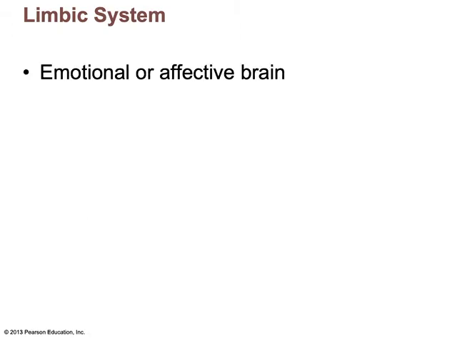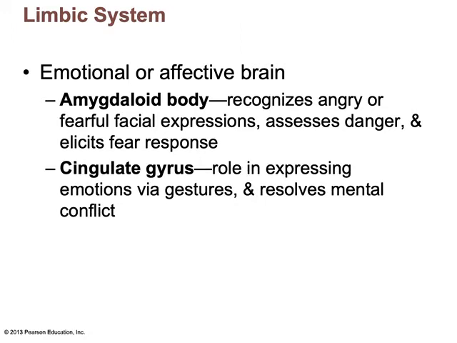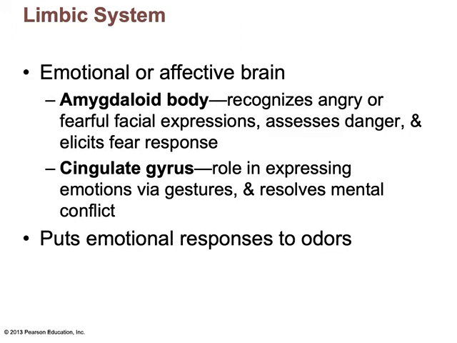The limbic system we can think of as our emotional brain. The amygdaloid body is going to recognize anger or fearful facial expressions. It can assess danger and it can elicit the fear response. And it does that utilizing things like the hypothalamus. The cingulate gyrus allows us to express emotions through gestures and can resolve mental conflict. It also is responsible for putting emotional and memory content to odors.